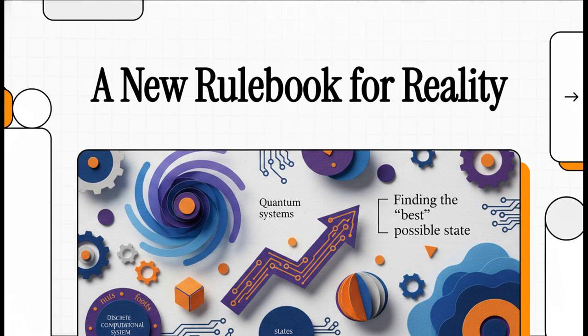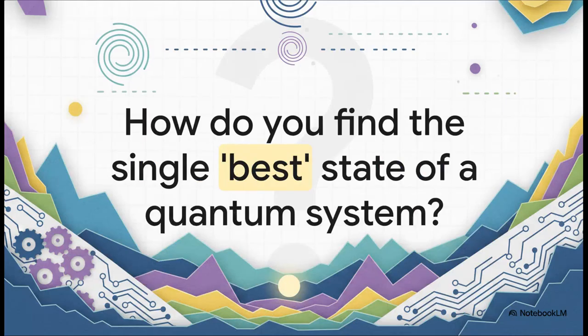Today, we're diving into a really radical idea. What if the universe isn't this smooth, flowing river we've always imagined? What if it's more like a computer running on a grid? It's a totally new rulebook for reality that asks a simple but profound question. It's not just what the best state of a system is, but how the universe can physically even build it in the first place. So let's just start with the core problem here.